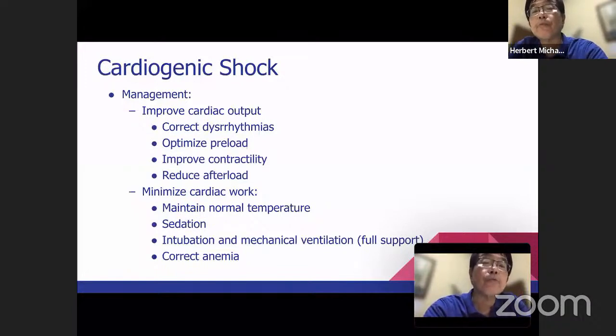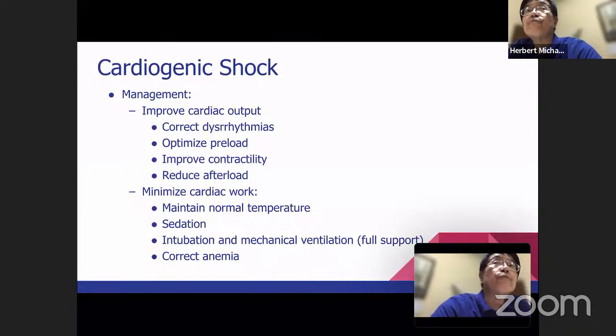The cardiac output will be maintained. Then you also want to minimize the cardiac work, and therefore you try to maintain normal temperature. You try to sedate the patient, and if the patient is on mechanical ventilation for which he or she is intubated, then you want to put the settings of the mechanical ventilation on full support, no?